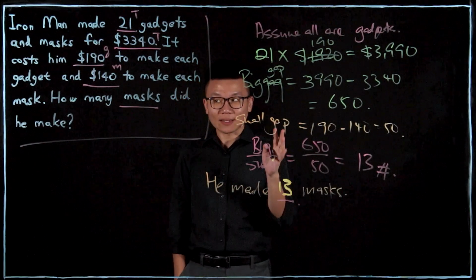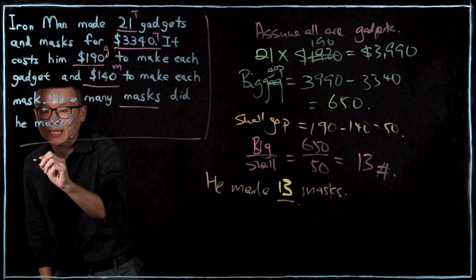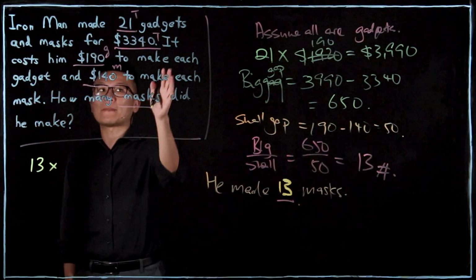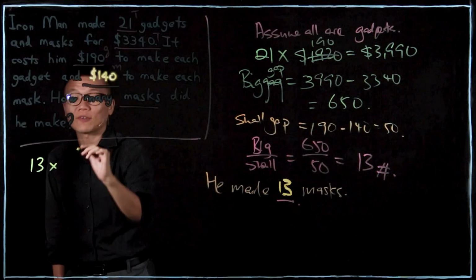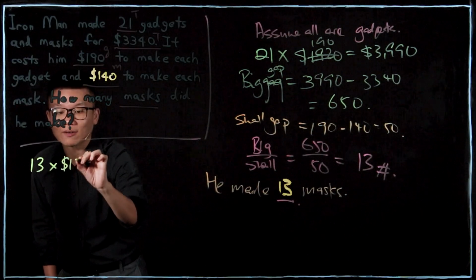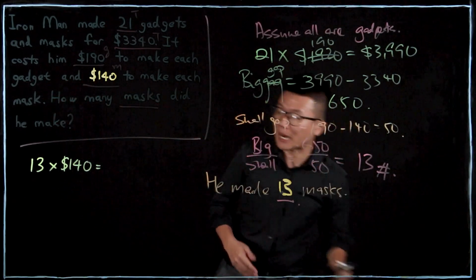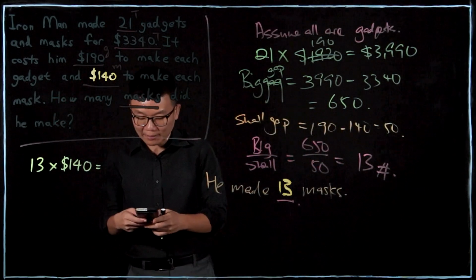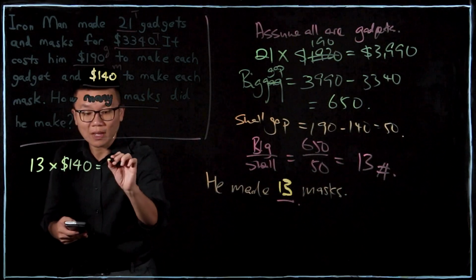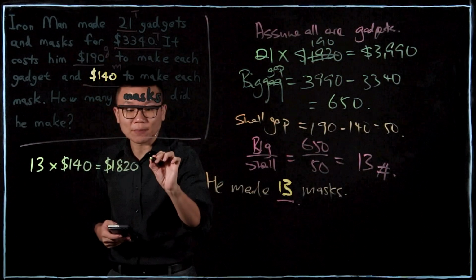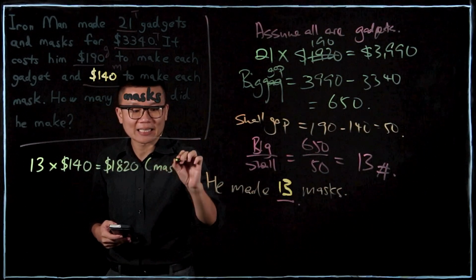Now he said that there is 13 masks, so I'm going to do a bit of checking. I'm going to write 13 masks multiplied by $140 because that is the price of one mask. Okay, so I'll take 13 multiplied by 140. 13 times 140, I have $1,820. So this is the price of all my masks.